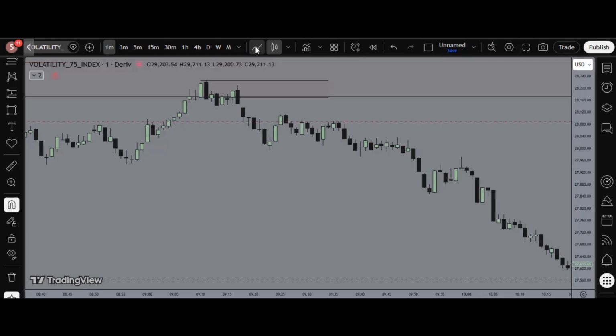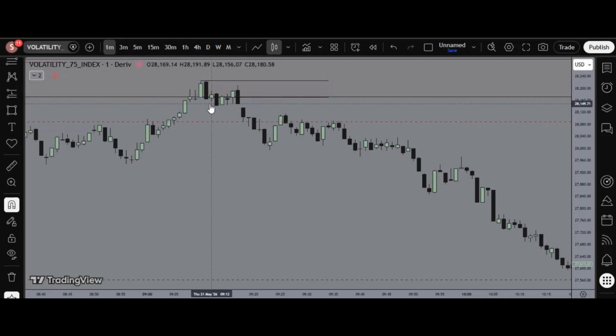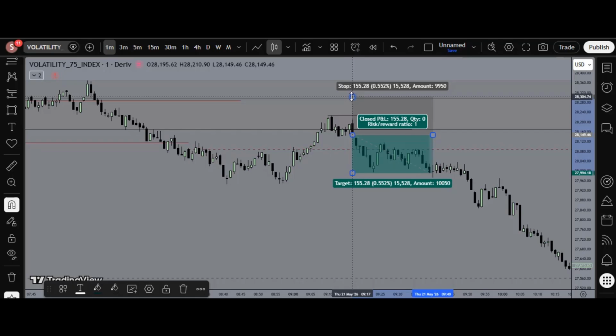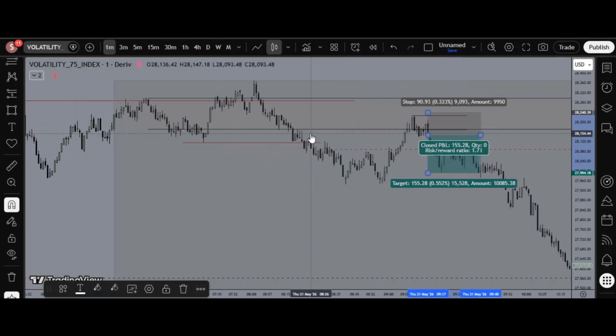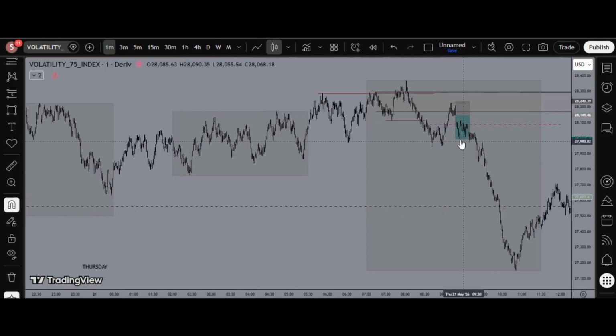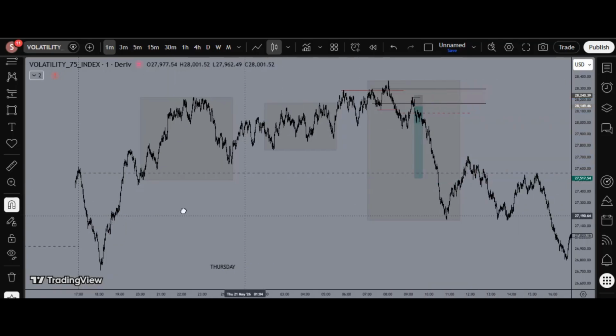Now if I change to line chart, you'll see it clearly. Look at this. This is my breaker. So that is my entry. Once price closes below, that's my entry. Or I'll enter on this. Take my sell from here, my stop loss here, and target any of this low or the open. Target this low.